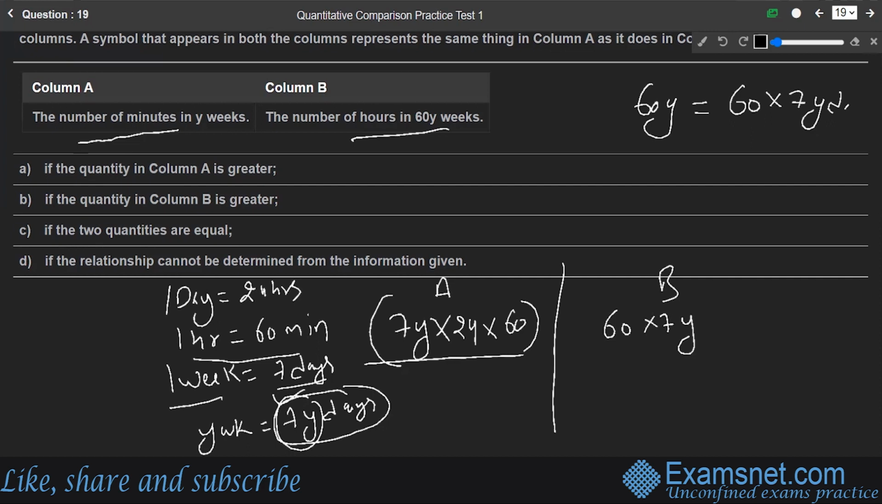We are supposed to find the number of hours. One day has 24 hours, so 60 into 7Y days will have 60 into 7Y into 24 hours. This is the value achieved on the right hand side. If you have a closer look at both numbers, they are actually the same: 7Y, 60, 24 on both sides. So both the column values are equal. So option C is right. Values in both the quantities are equal.